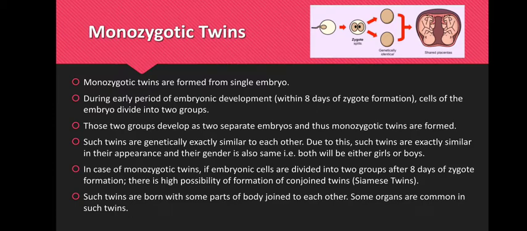Students, in case of monozygotic twins, if embryonic cells are divided into two groups after 8 days of zygote formation, there is a high possibility of formation of conjoined twins, meaning they will be stuck together. That is called Siamese twins. Such twins are born with some parts of the body joined to each other, and some organs are common in such twins, meaning they will share the organs. Maybe they have the same head or something like that, right? This is about the monozygotic twins.